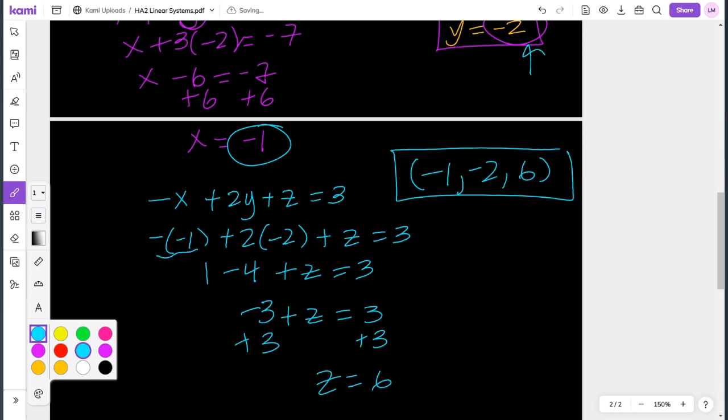And that's the solution for that system of equations. All right, that was a lot. We'll do some problems when I see you again.